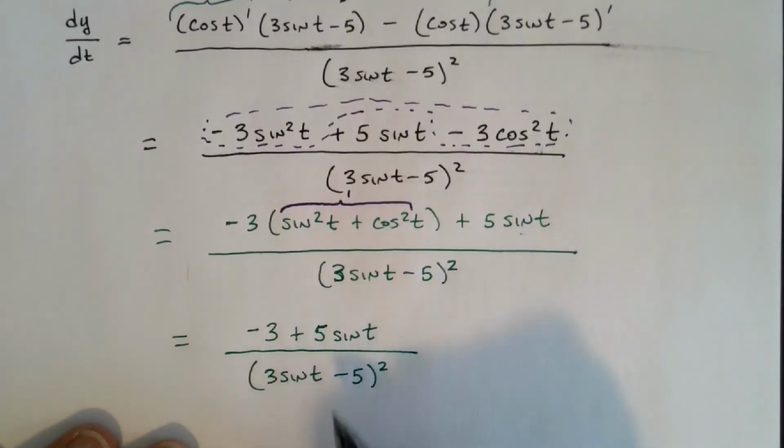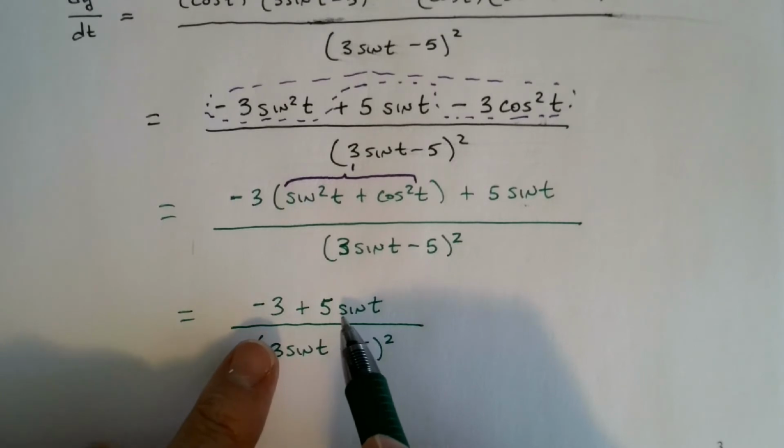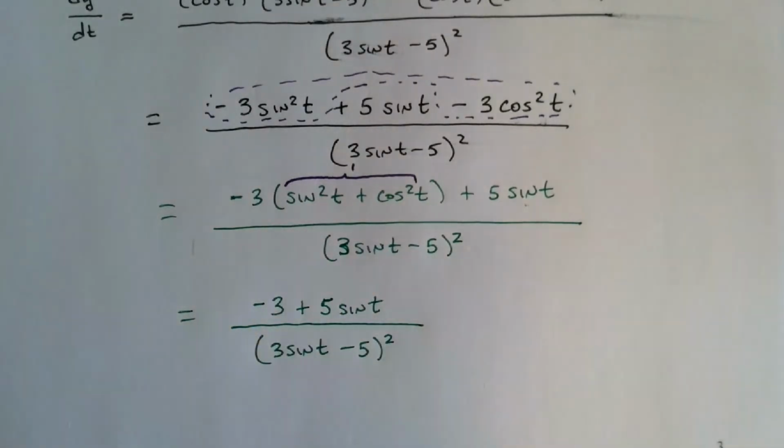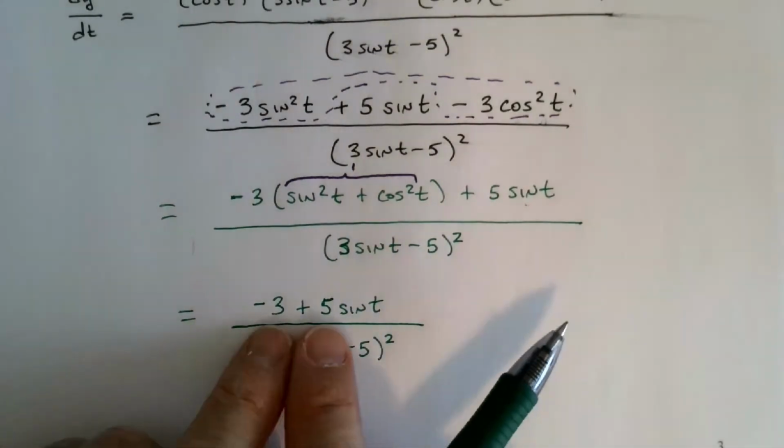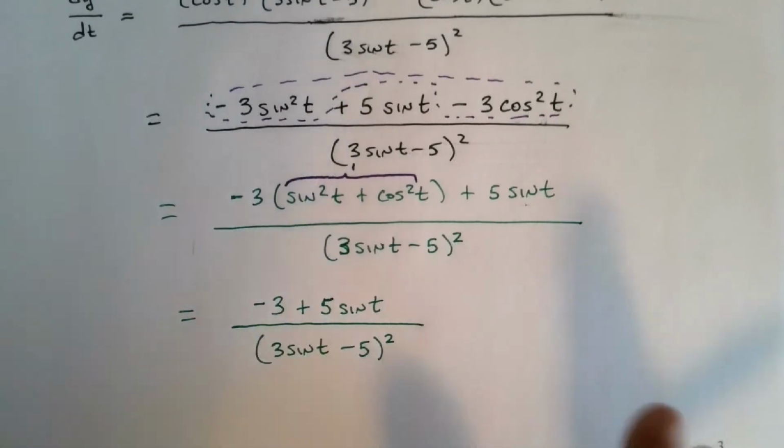Kind of a weird, interesting result. And that's about all we can do. You could rewrite this as 5 sine of t minus 3 if you want to. It doesn't really change anything though. But there's no common factor. Be careful, this is not the same factor, right? 3 sine of t minus 5 is not 5 sine of t minus 3. It's a little close, but not quite. And so there's not a whole lot more we can do.